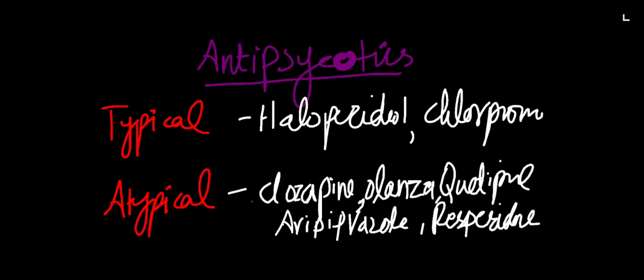Hi, this is Dr. Sham, and let's talk about the antipsychotics. There are two types of antipsychotics, and we're going to discuss them separately: typical antipsychotics and atypical antipsychotics. Typical are haloperidol, a very popular drug, and chlorpromazine, and atypical are clozapine, olanzapine, quetiapine, aripiprazole, risperidone. These are the new antipsychotics.